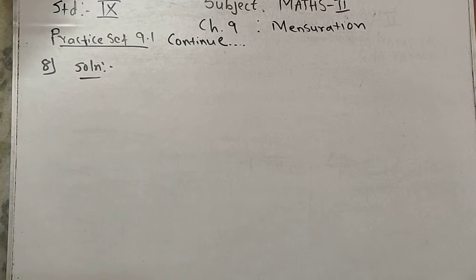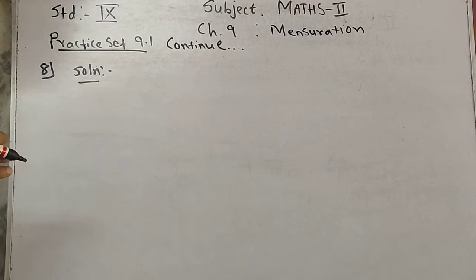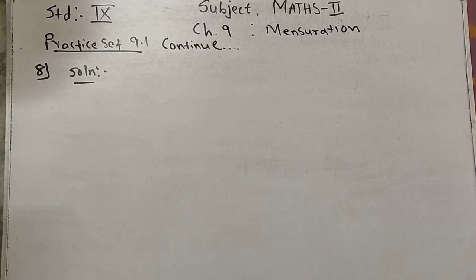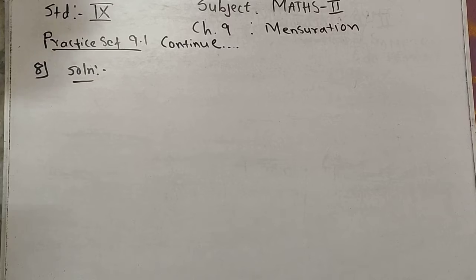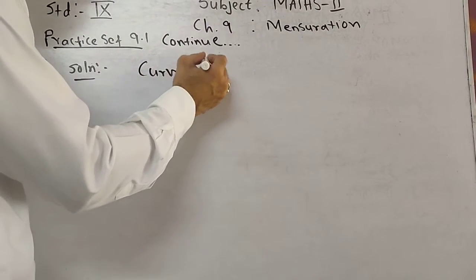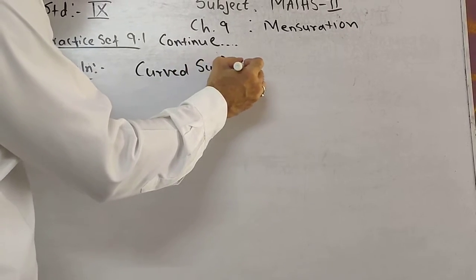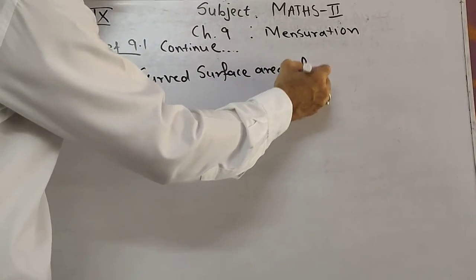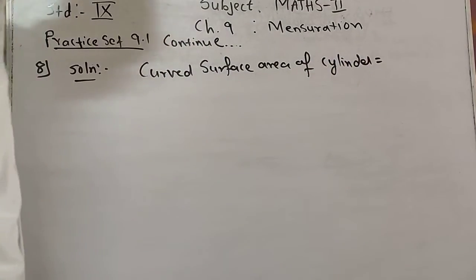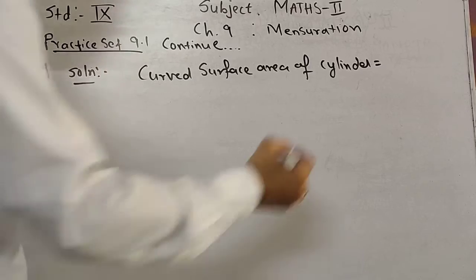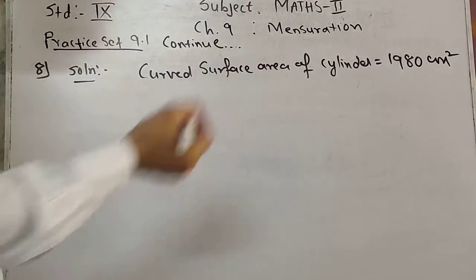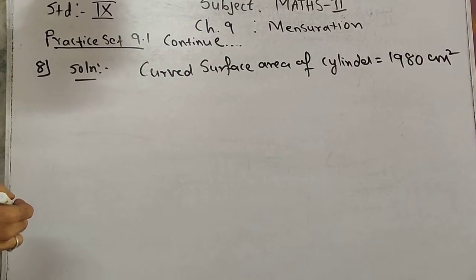Okay, now come to sum number 8. This is the last sum of practice set 9.1. The curved surface area of the cylinder is 1980 centimeter square. So I am writing here: curved surface area of cylinder is equal to 1980 centimeter square, or you can write square centimeter as you wish.